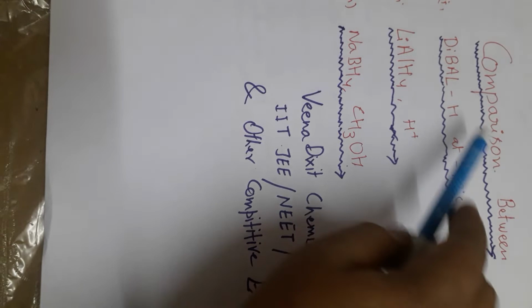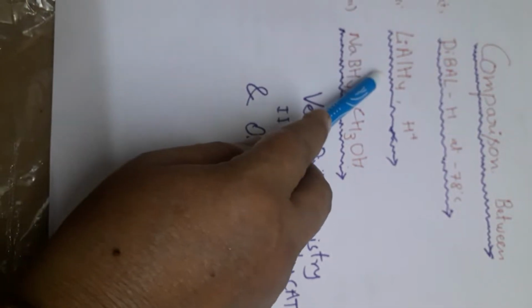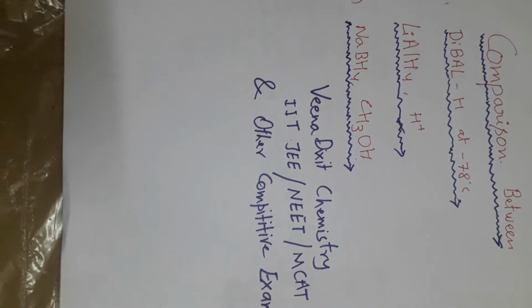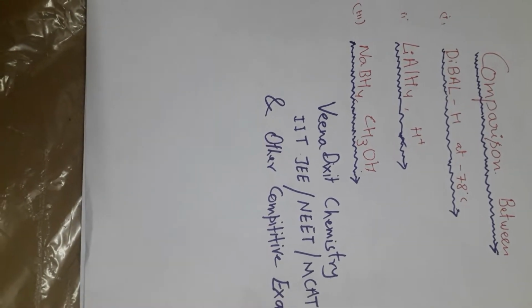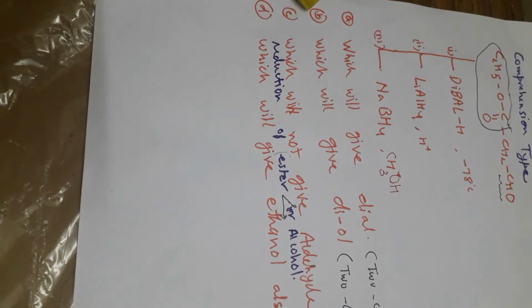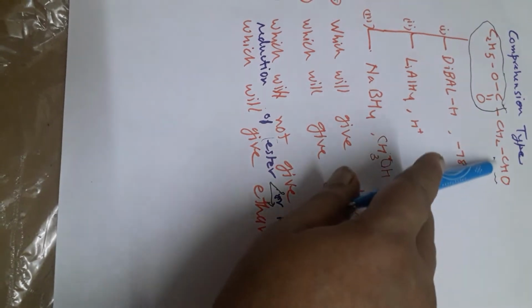I discuss here the reduction process of DiBAl-H at minus 78 degrees C, lithium aluminium hydride followed by hydrolysis, and NaBH4 and methanol. So what are the reduction processes over here? I will discuss this by taking one example that will be much easier for you to understand. Now compare the comprehension type I have discussed.